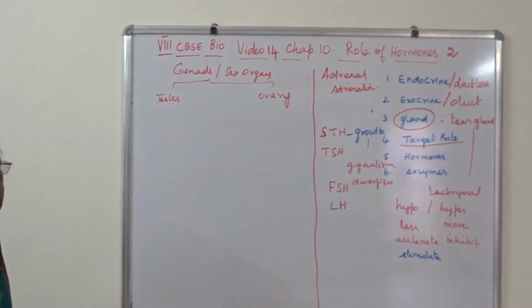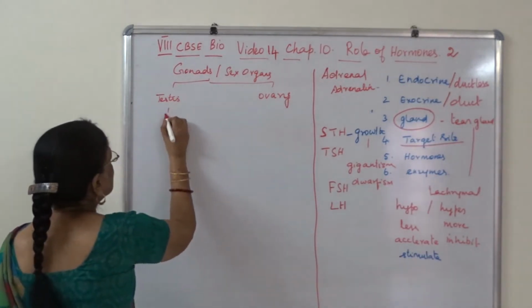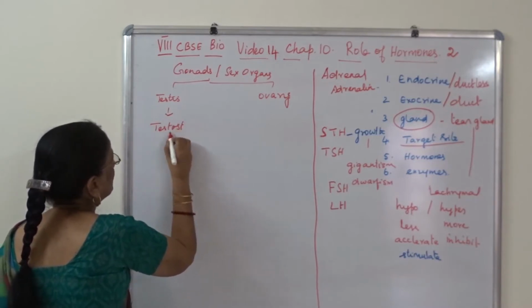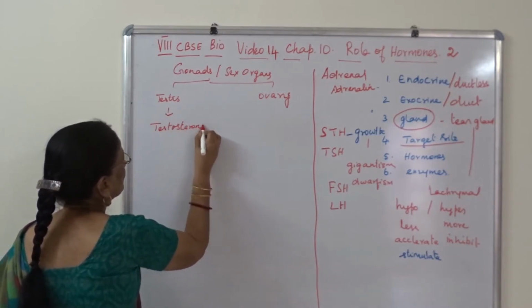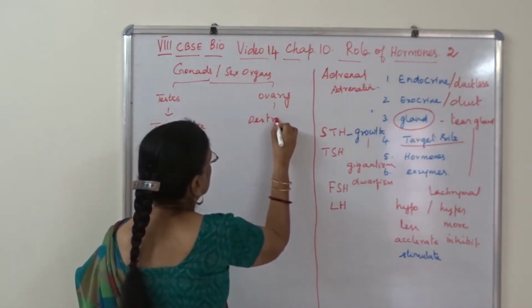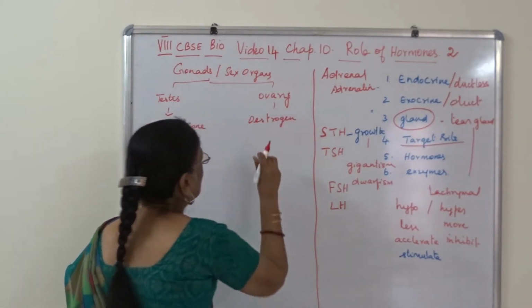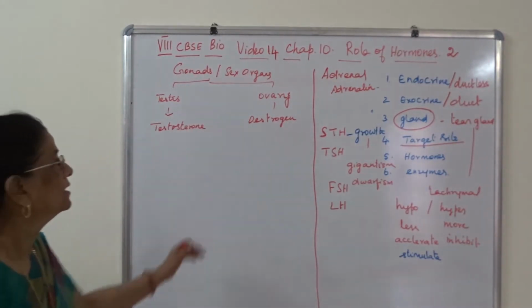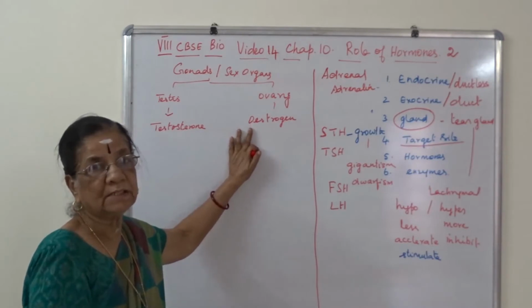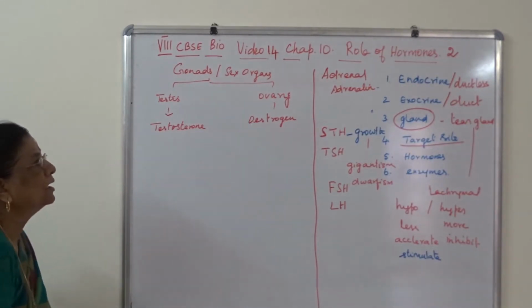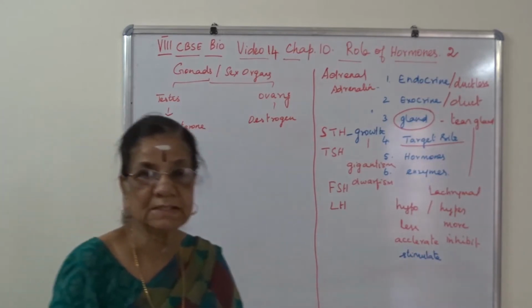Now this testis secretes the hormone testosterone. And it secretes estrogen. Some books may not have this, but both are correct. So the testis secretes testosterone and ovary secretes estrogen.